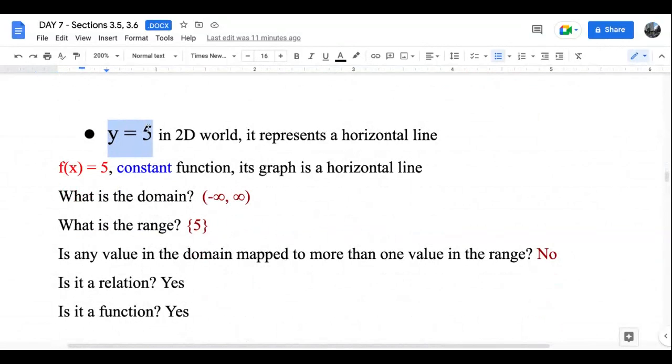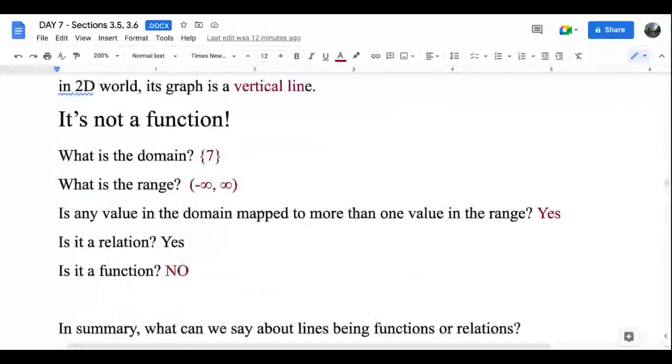So remember we used to talk about x equals a value, y equals a value. But now in two-dimensional world, we have x-axis, we have y-axis, we have Cartesian coordinates, right? And y equals 5, we can write as f of x equals 5. When we draw the graph, it's a horizontal line. So it's a constant function. It's a graph, it's a horizontal line.